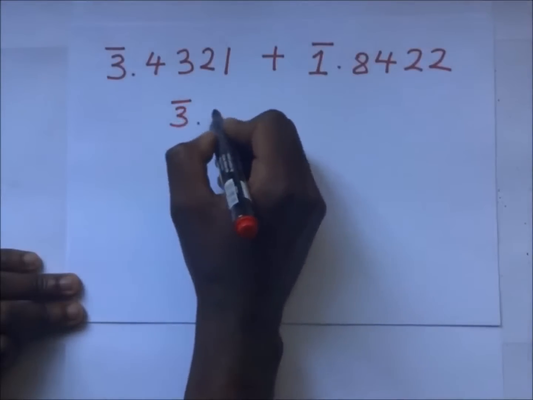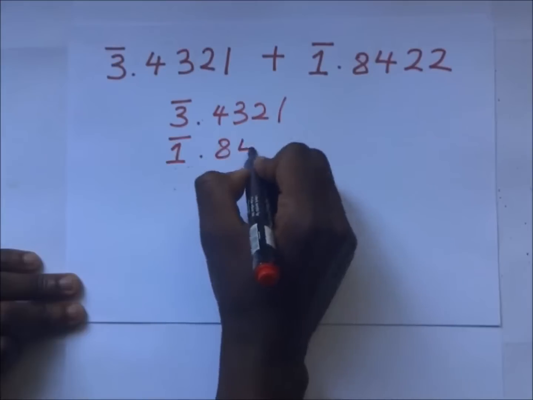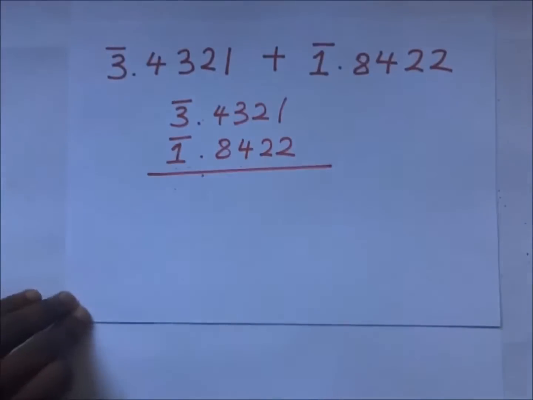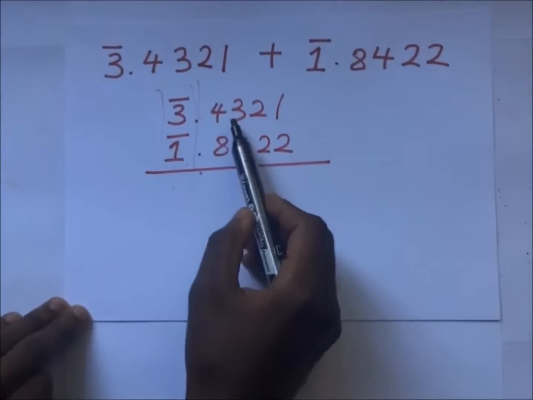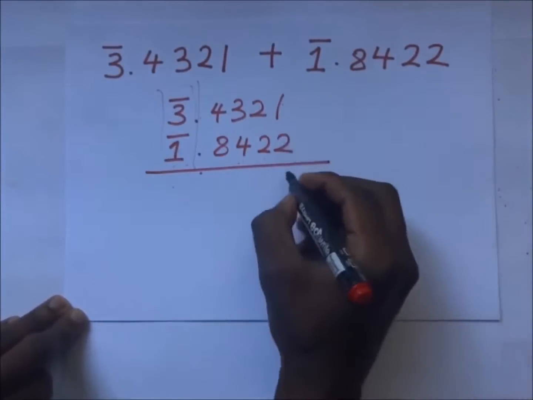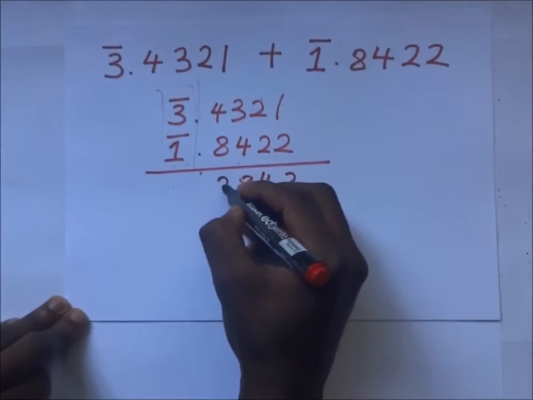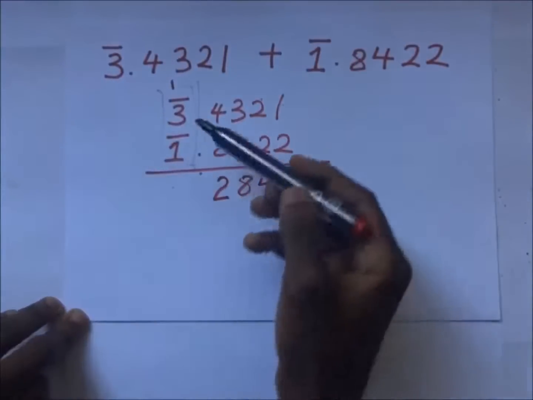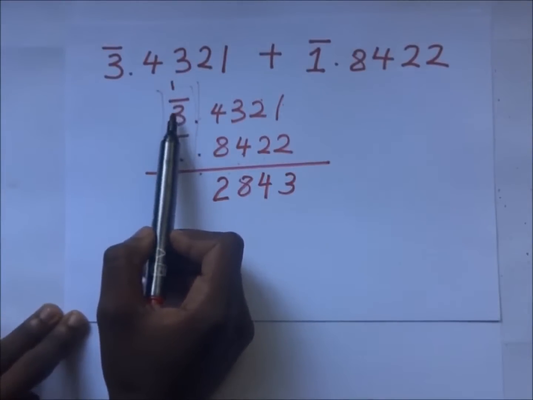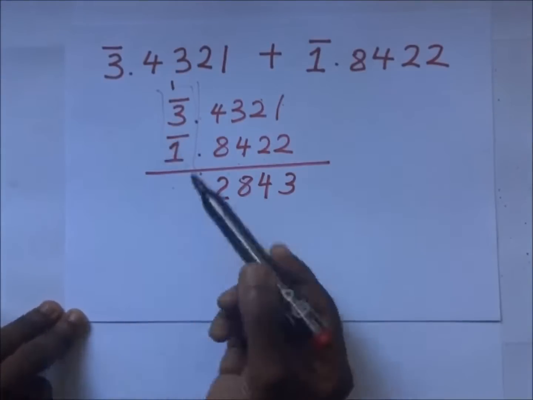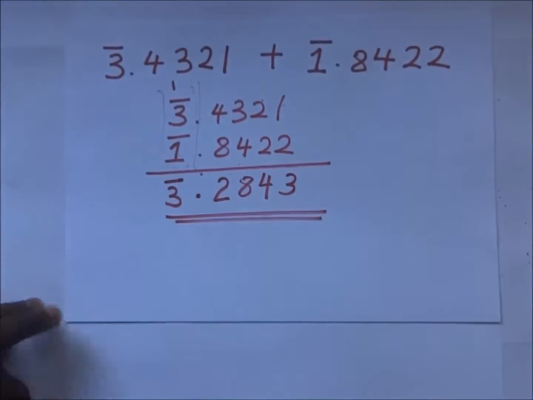We have another example. This is 3 bar 0.4321, add this 1 bar 0.8422. In adding those, we still treat the characteristic side independently of this side. So these ones are positives. 1 plus 2 is 3, then 2 plus 2 is 4, 3 plus 4 is 7, 8 plus 4 is 12, so this is becoming 2, and we carry 1 here. So it becomes 1 minus 3 minus 1. 1 minus 3 gives us negative 2. Negative 2 plus negative 1 gives us negative 3. So this becomes bar 3, so it's bar 3.2843. That's how we deal with that arithmetic.